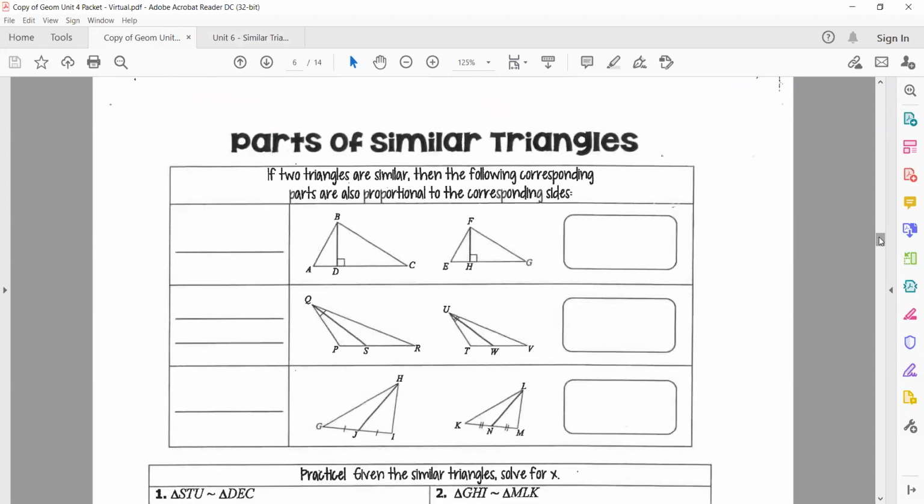Now, this next page, the top of the next page, gives you some more graphic examples. We're still talking about similar triangles. Now we can start looking at corresponding parts being proportional to the corresponding sides. Well, that first example there, it looks like we've got a couple of right triangles. The second example looks like a bisection.